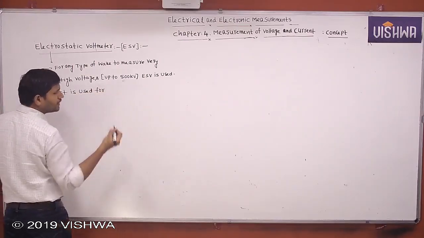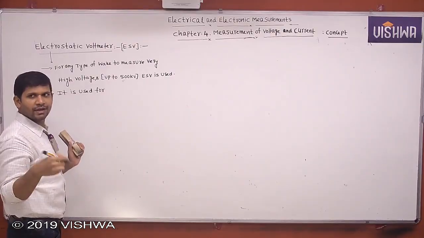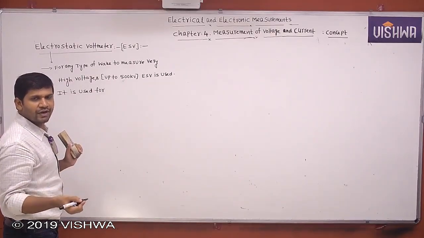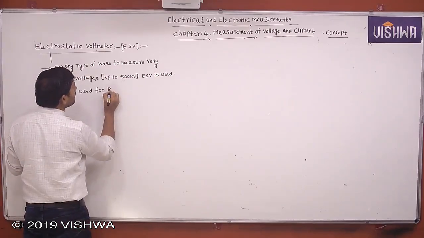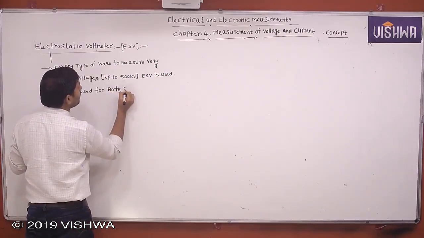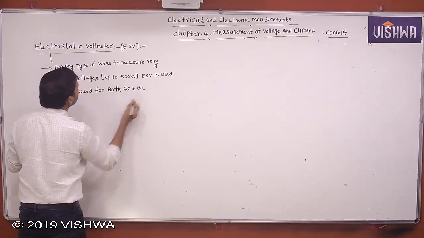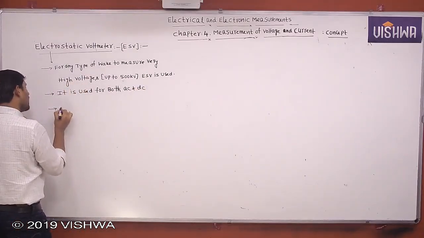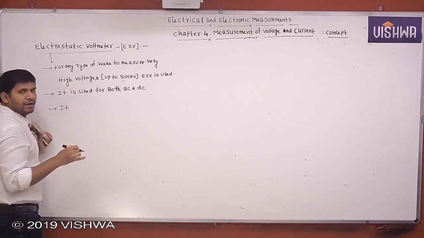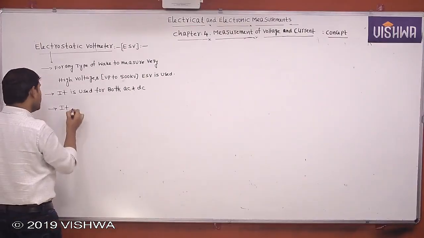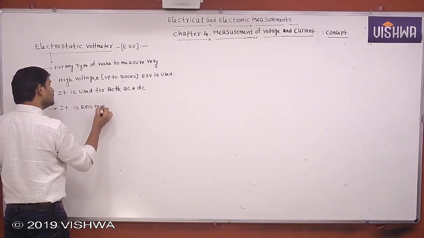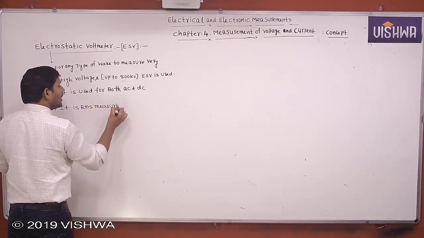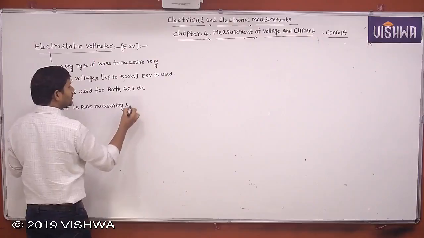This is already given in the tabular column also. In the basic requirements in the fundamentals of indicating type instruments, in the tabular column I already gave this. It is used for both AC and DC. Next, it is RMS measuring. Whatever the input we apply, it measures RMS values. It is an RMS measuring and RMS indicating type instrument.